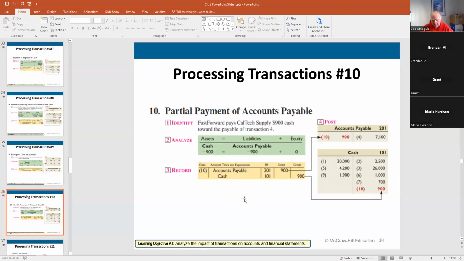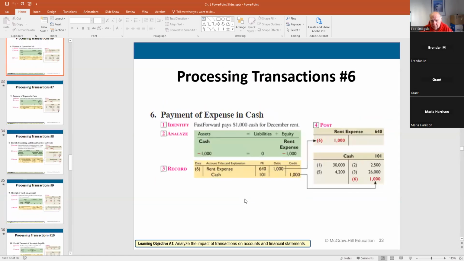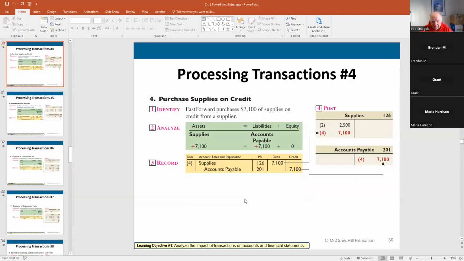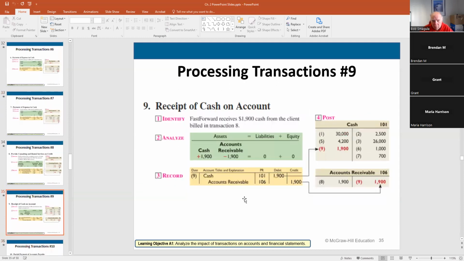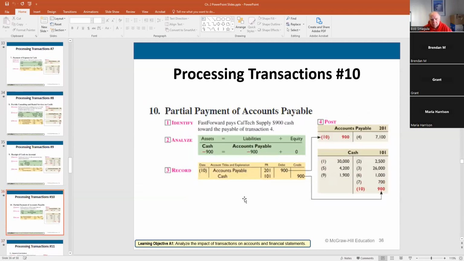We made a partial payment to one of our supply vendors. We paid $900 cash toward transaction 4. Okay. Transaction 4, we bought $7,100 worth of goods, and now we're making a partial payment. We debit accounts payable to reduce payables. We credit cash to reduce cash.